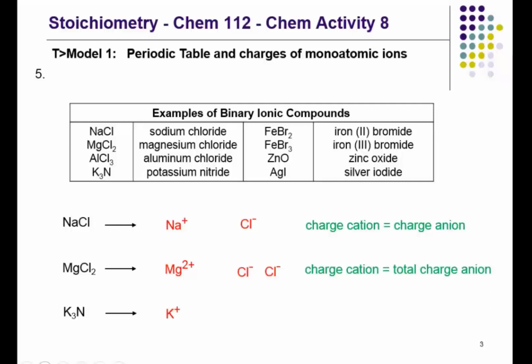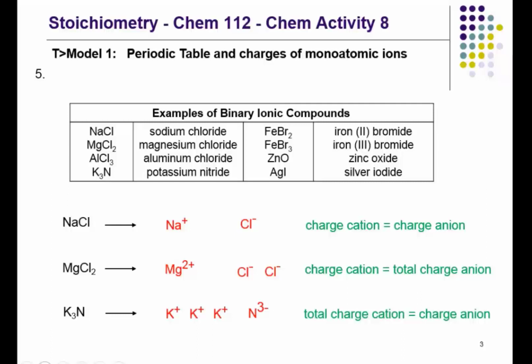Further, consider the example of potassium nitride. The potassium is an alkali metal. Therefore, we know it has a +1 charge for the cation. The nitrogen has a -3 charged anion. Therefore, 3 potassium ions are required to balance the -3 charge of the nitrogen because each ion contributes a +1 charge. In all cases, the total charge associated with the cation must equal the total charge associated with the anion.